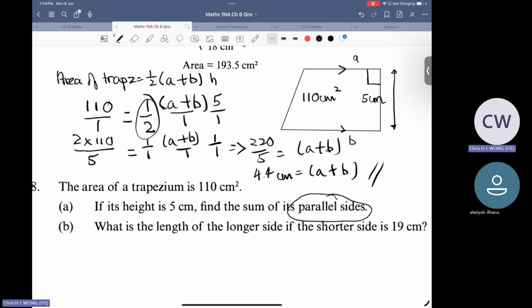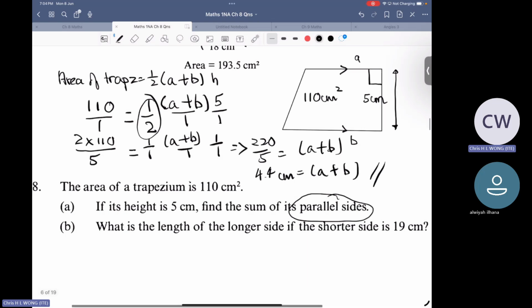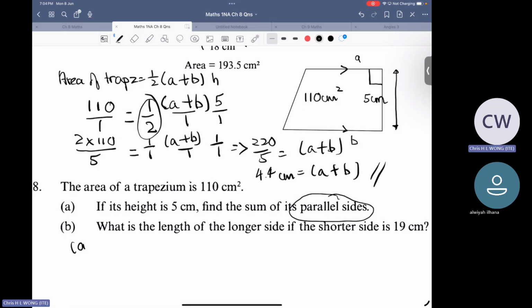Okay. So that's A. Now you know what is A already, isn't it? You know what is A plus B, right? Now they tell you the length of the longer side with the shorter side is 90 cm. So you have already found A. Now A plus B is equal to 44 cm. That's the answer, right?